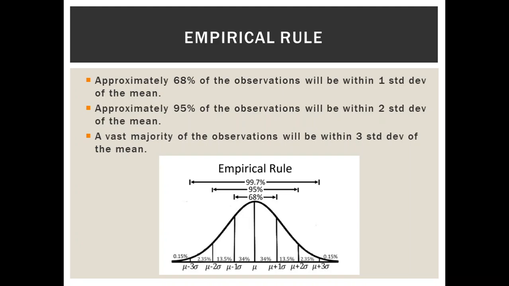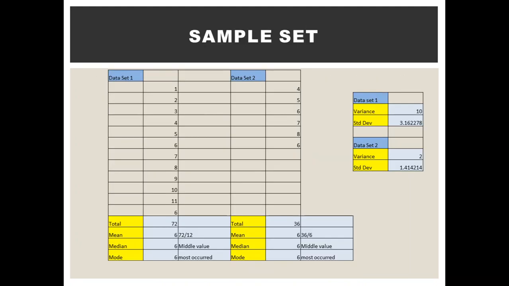The next rule applies: 95% of my observations should be within plus or minus 2 standard deviations of my mean. And the vast majority, which is 99.7%, should be within plus or minus 3 standard deviations of my mean. Let's go to our data set. If you can see data set 1, it has a lot of observations, right? And the standard deviation is 3.16.